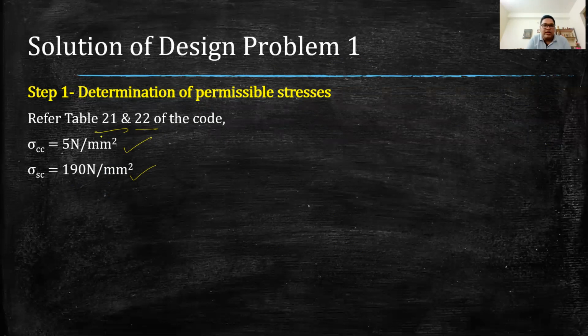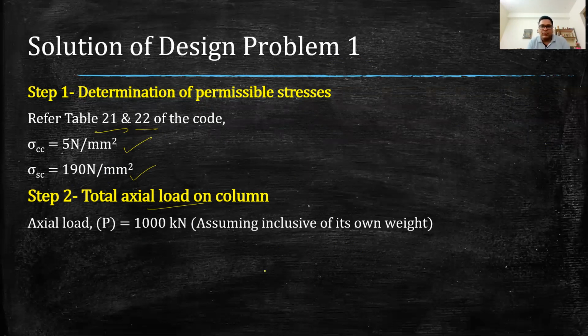Then we will move to the next step, which is to find out the total axial load on column. The total axial load on column is already given, which is 1000 kilonewton. And in this, we don't have sufficient data to find out the self weight of column, so we will assume that it is inclusive of its self weight.